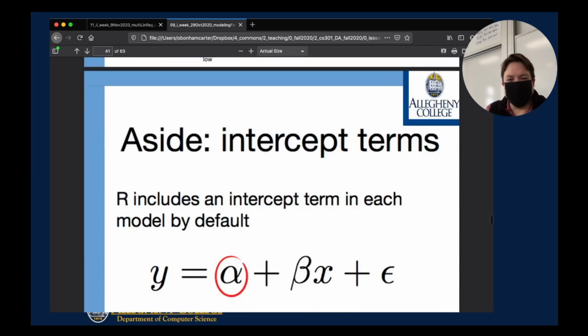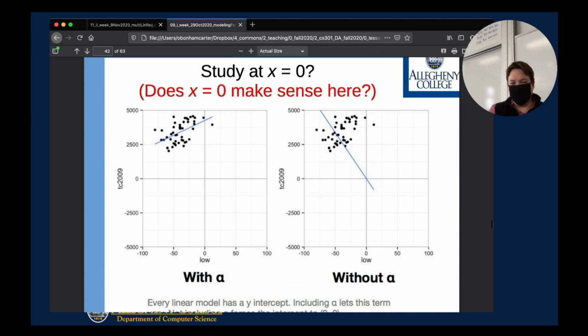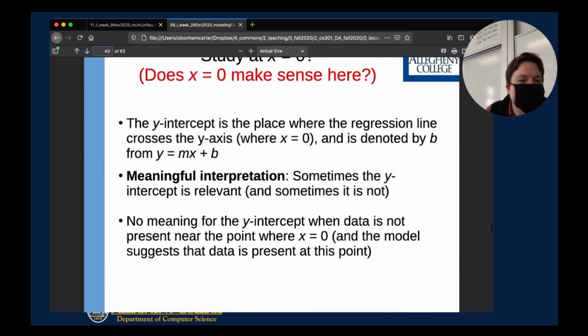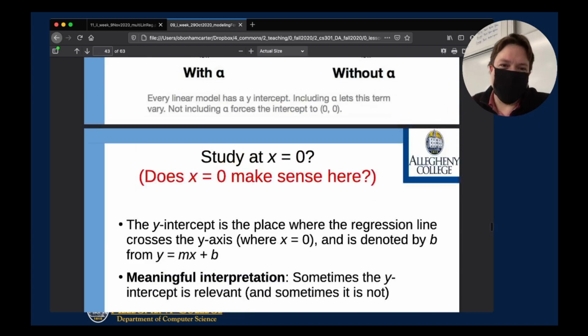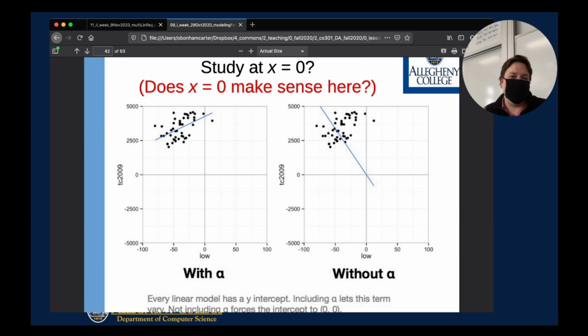So we have to ask ourselves, when we're creating our model from all this data, do we need that intercept? Is it necessary? You have to use your talent here. You have to plot the data and see what it looks like with the intercept and then without the intercept. Sometimes the y-intercept is relevant and sometimes it isn't. There's no meaning for the y-intercept when the data is not present near the point at which x is equal to 0, and the model suggests the data is present at this point. For instance, here the data is not present where y is equal to 0 and x equals 0. It's just not present down here.